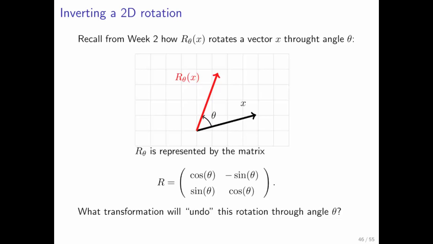Okay, let's move on to the next homework exercise. Remember how a rotation rotates a vector through an angle theta. Here's a picture of it. Remember that the matrix that represents that rotation is given with cosines and sines of the angle theta. And what we now want you to do is to go and think about what transformation will undo this rotation and what the matrix is associated with this. So go ahead and do that homework.